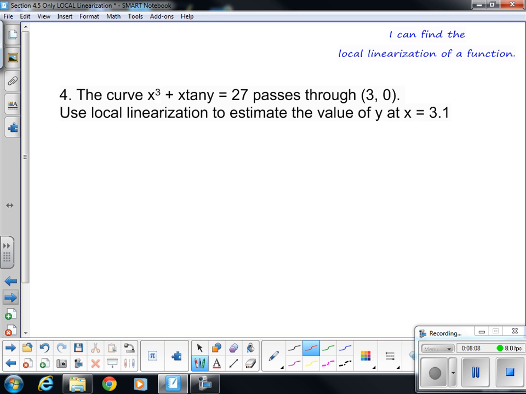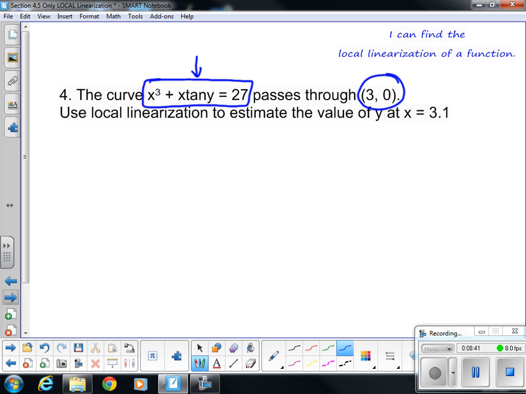Sweet. Next example. Here we have something that might actually challenge us a little bit. Okay, we have a point, 3, 0, and we need to find the derivative of this implicit function. I love these. Okay, so we have x cubed plus x tangent y equals 27. Two things. This one, you're going to have to use the product rule for, and also you have implicit, so you're going to have to multiply times dy dx.